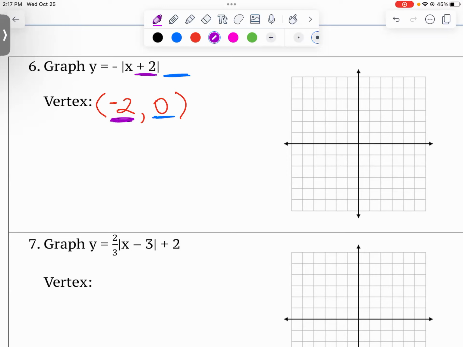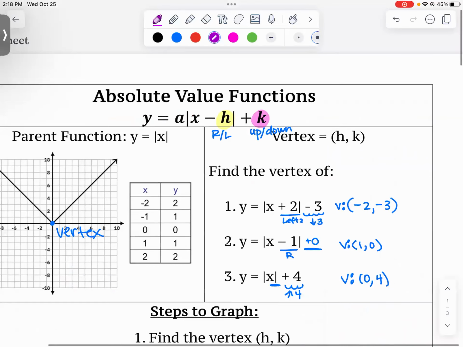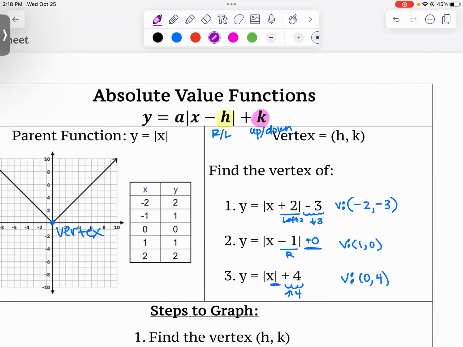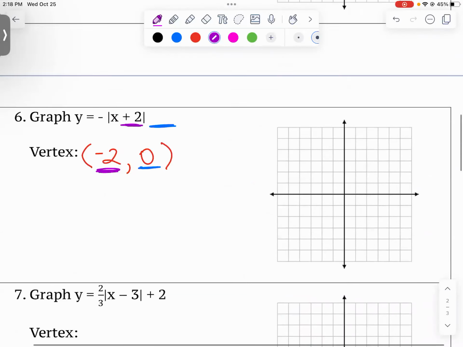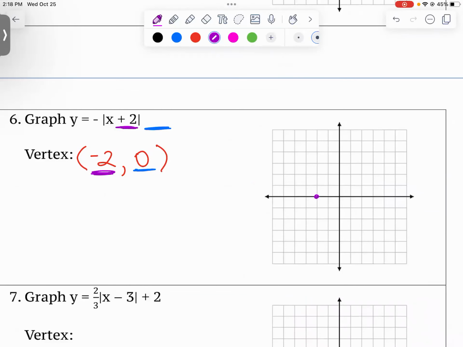No, so when it's inside the absolute value, if it's plus, we're going to the left. If it's minus, we're going to go to the right. Because, look, x minus h. So when it's plus, that means we have a negative. Does that help? Okay, so our vertex is -2, 0. Here that is, right here, guys. All right. Hey, what does this mean right here? Maddie? Okay, it's -1.